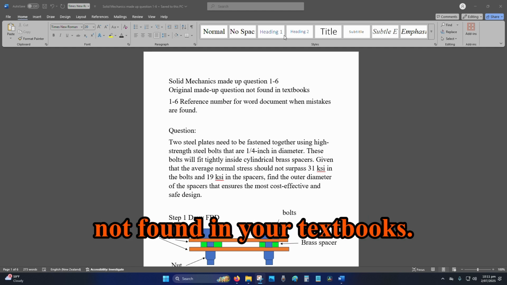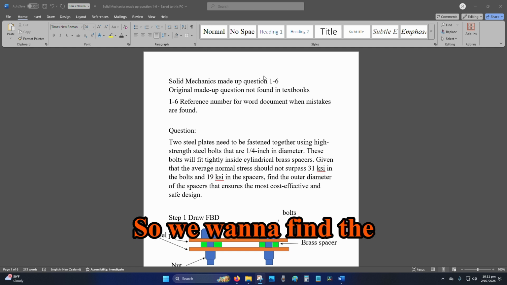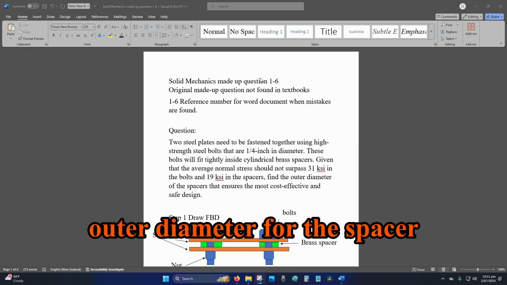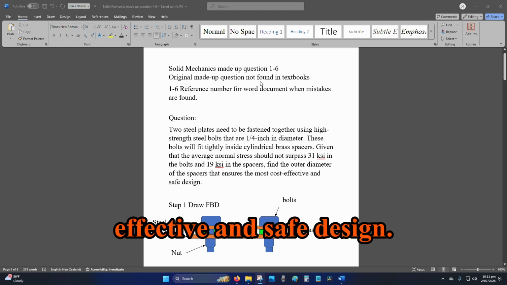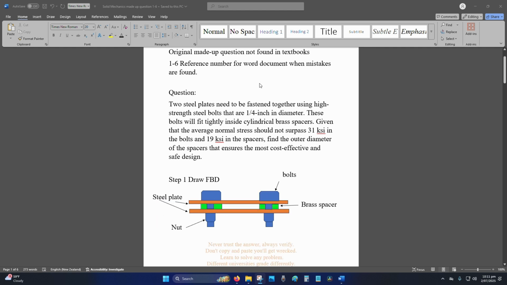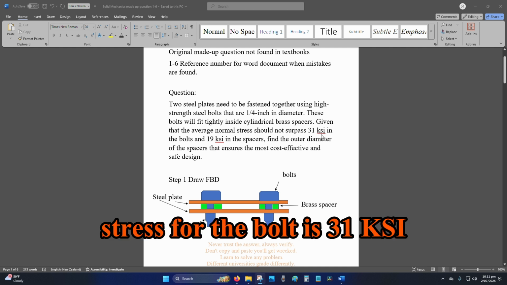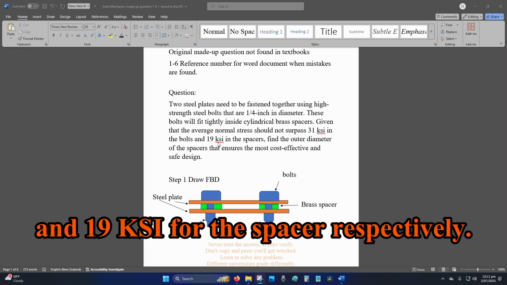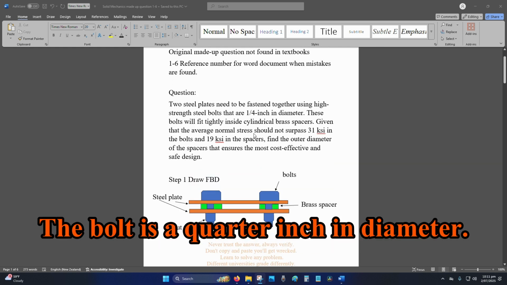This is a made-up question not found in your textbooks. So we want to find the outer diameter for the spacer that ensures the most cost-effective and safe design. The average normal stress for the bolt is 31 ksi and 19 ksi for the spacer respectively. The bolt is a 1/4 inch in diameter.